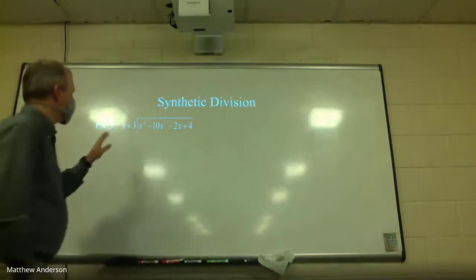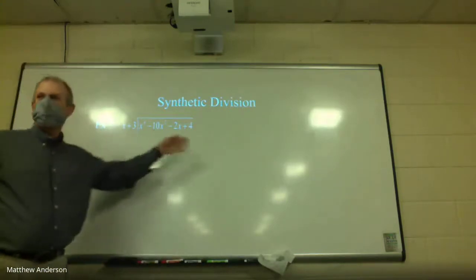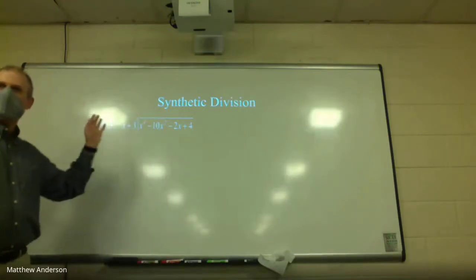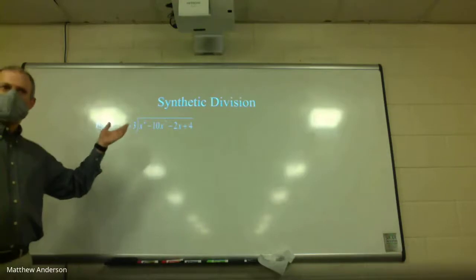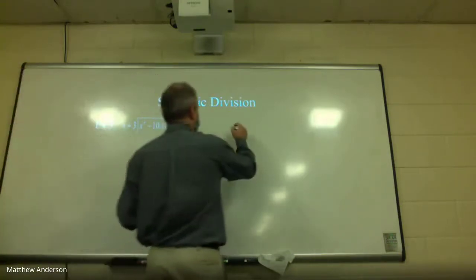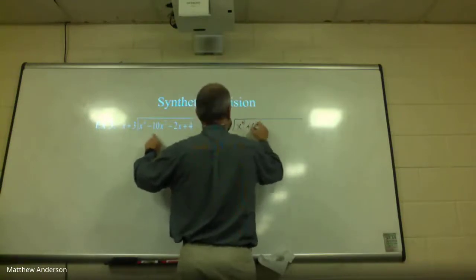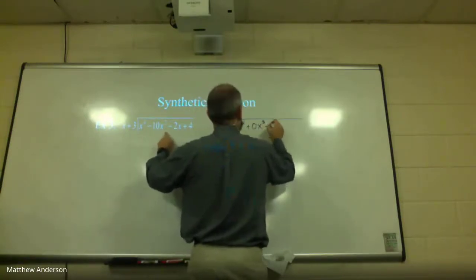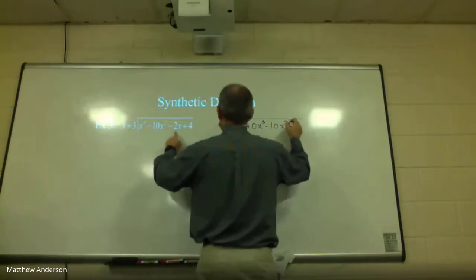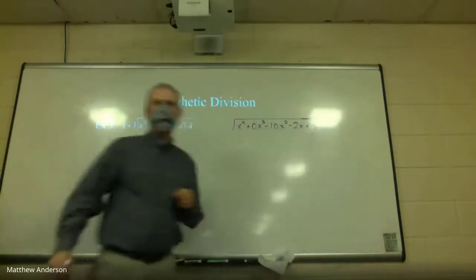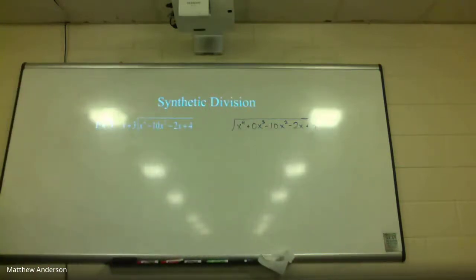Now, before we get this going here, do you guys notice there's a missing term? What would we put in here? A 0 for the x cubed. So ours would actually look like this: x to the 4th plus 0x cubed minus 10x squared minus 2x plus 4, right? That's what that would look like. Now, we're not going to use long division, but we could. But this is what ours would look like.